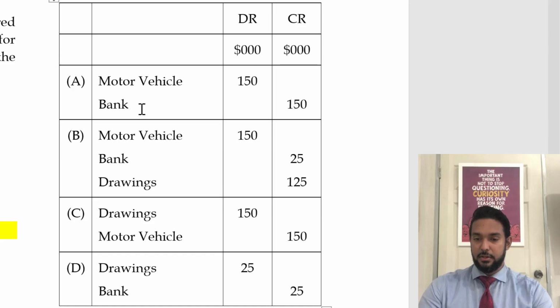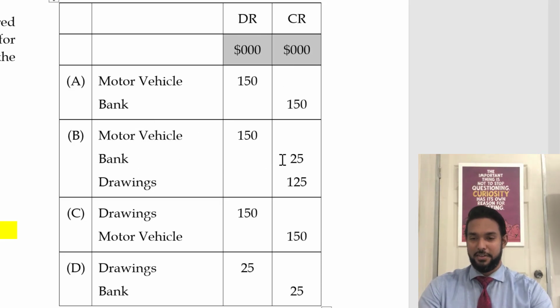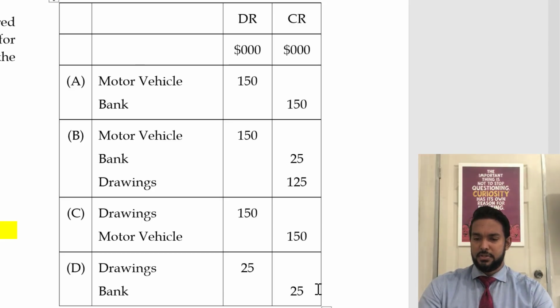So let's take a look. So we have a motor vehicle and bank here. No. Credit to bank, yes, but not a debit to motor vehicle because it's not the business's motor vehicle. Once again, nope. Oh, sorry, it's in thousands. Oh, that's why. So money is coming out of the bank. But how much is coming out? The owner transferred $25,000. Well, there you go. This is the only entry down here that has the $25,000 coming out of bank and then going into drawings.